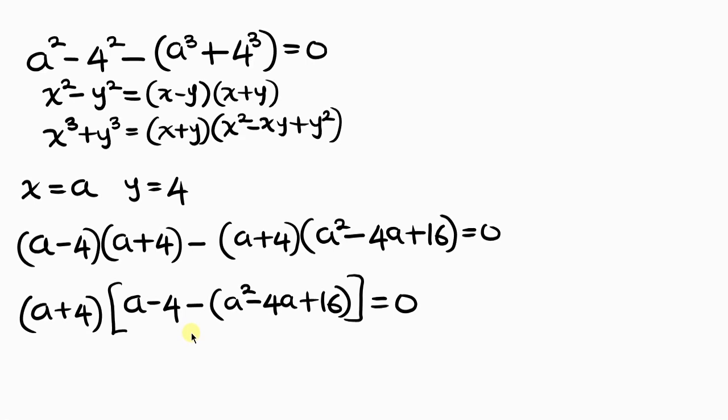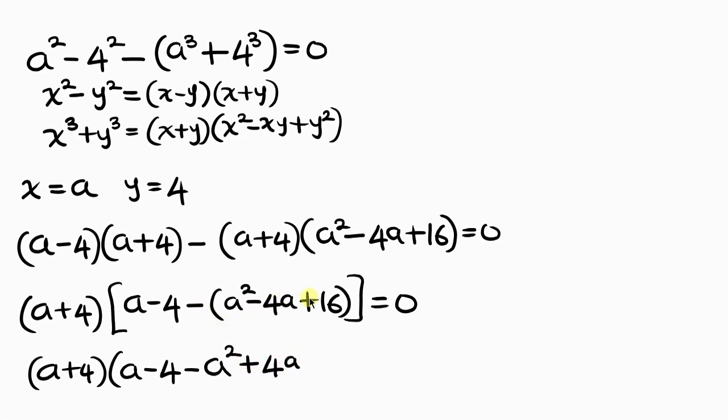Now our next step will be for us to use this negative to open up the bracket. So we have a plus 4 times, we have a minus 4. Now using this negative to open up the bracket, we're going to have minus a squared. Now minus times minus is plus 4a.